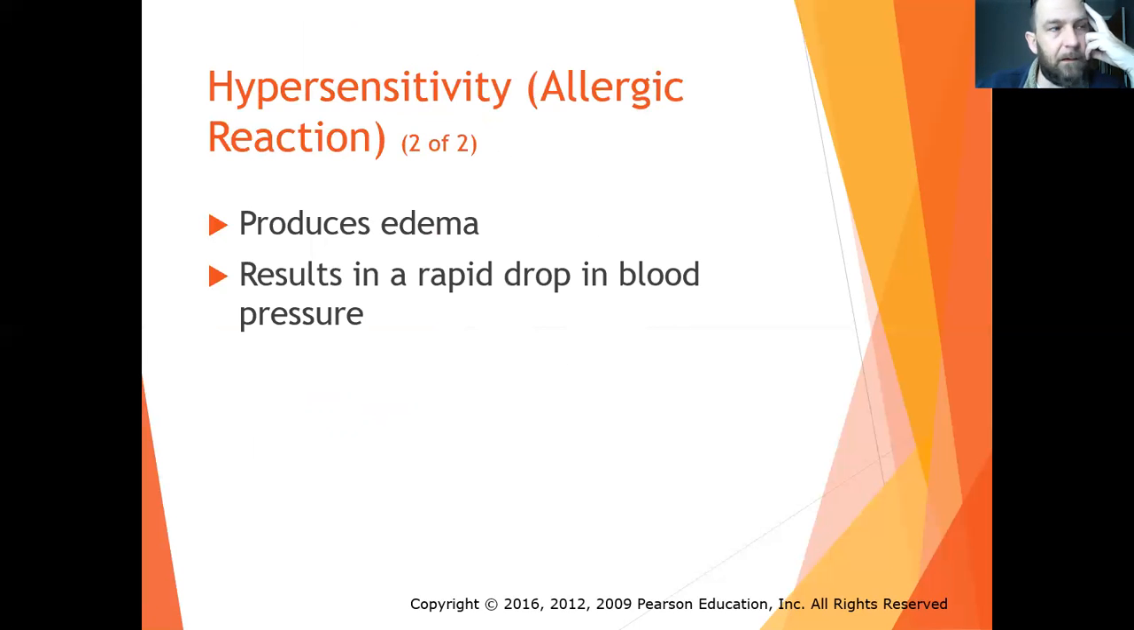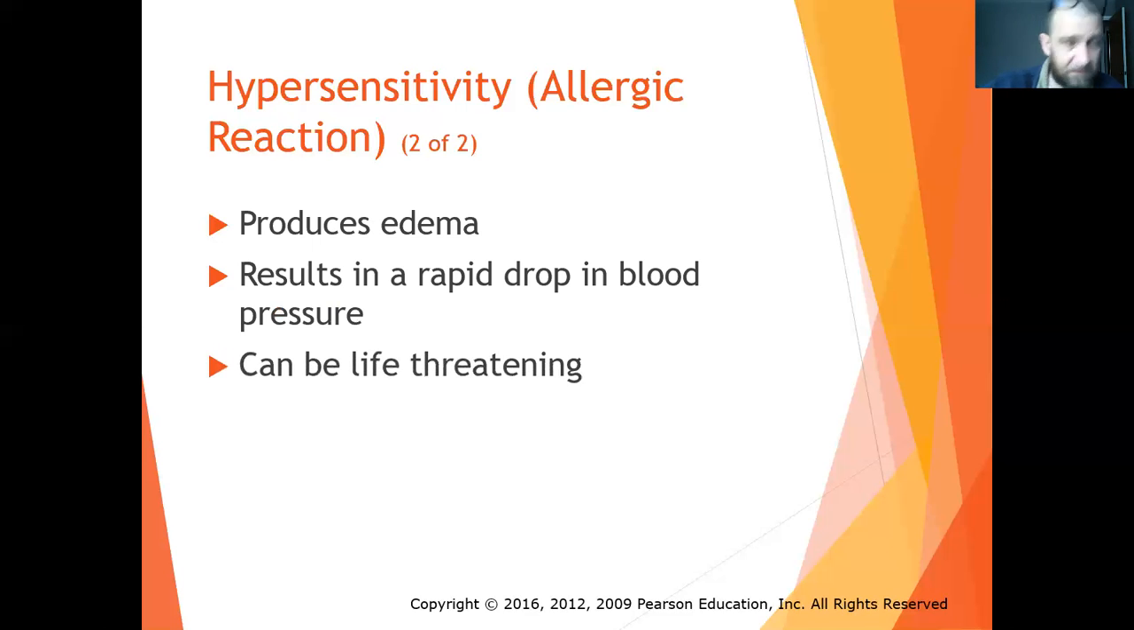Because of that, our permeability goes up, so it can result in a lot of swelling. We can get loss of tone as well, which can result in a rapid loss in blood pressure because of loss of blood vessel tone. The vessels just get too big, and the blood pressure drops dangerously, and it can be life-threatening.